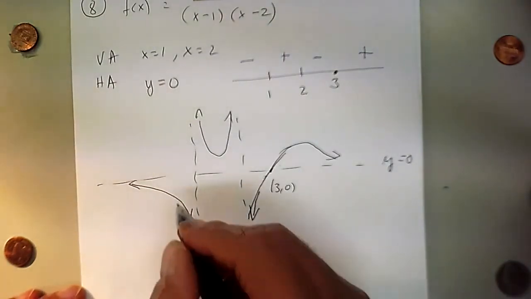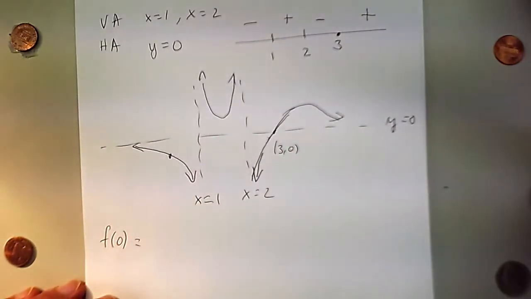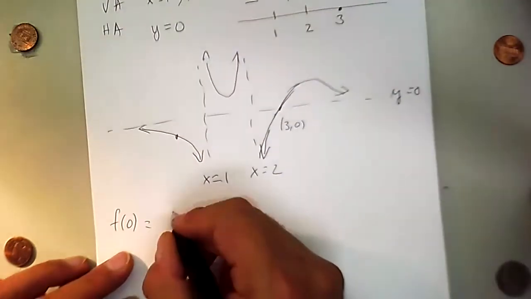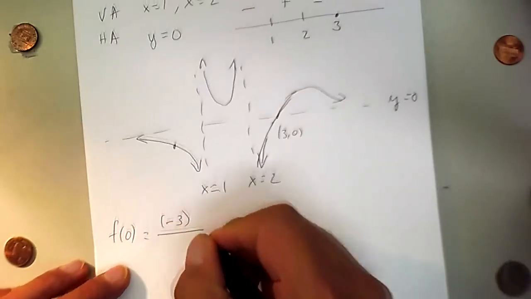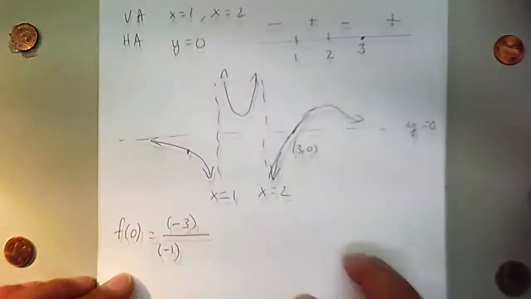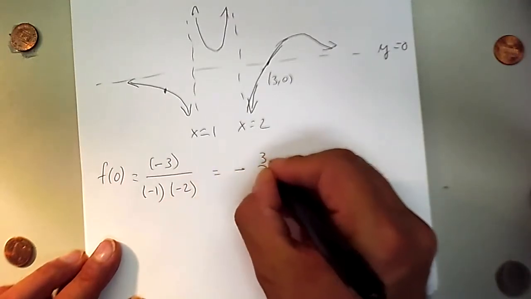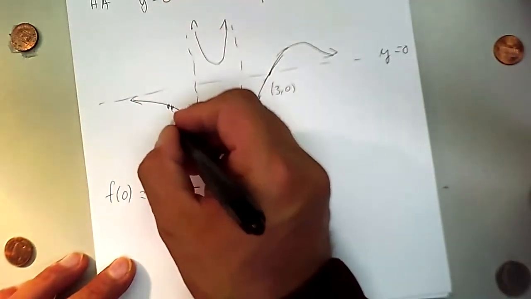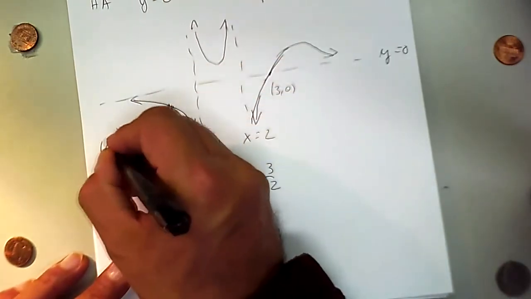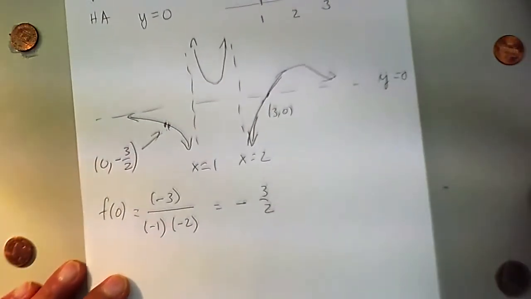Well, the only thing missing is the y-intercept. So let's find f of 0, which will be 0 minus 3, negative 3, over 0 minus 1, negative 1, times 0 minus 2, negative 2. So we have negative 3 halves. So the point where the graph crosses the y-axis is 0, negative 3 halves. And that's a good sketch of the graph.